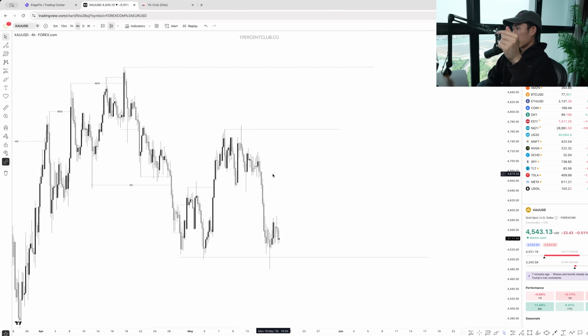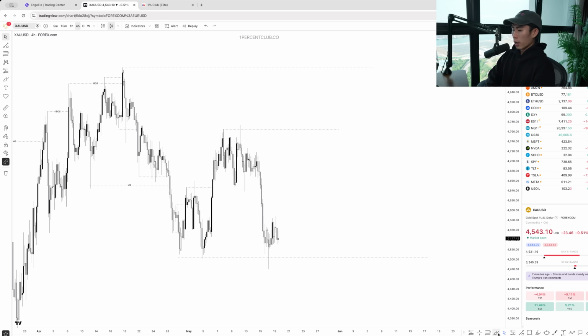If you go down one step even further, you will see that within this, there is also a micro internal break of structure, which we are not going to map out because it's just going to make things more complicated than it already is, right? But this is where you can find out, hey, this is the range that we are trading within right now. This low and this high right here.